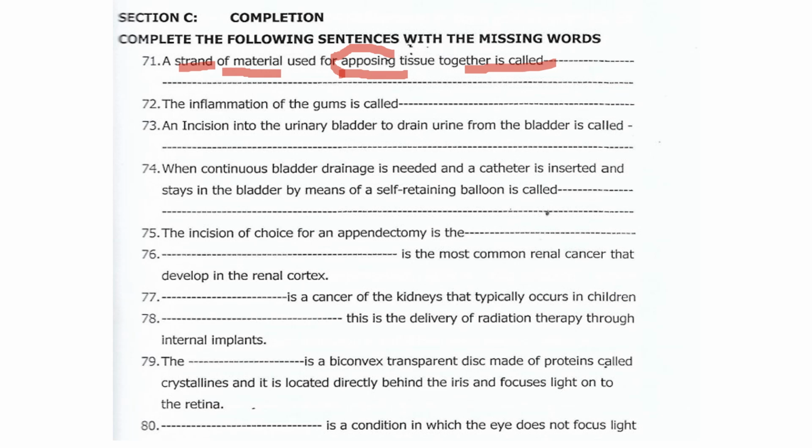All right, let's continue. 72. The question says the inflammation of the gums is called, look at this word, inflammation. The inflammation of the gums is called gingivitis. This one is actually well known. It is also called gum inflammation. A form of gum disease that causes inflamed gums is called gingivitis. Remember, the other name for gingivitis is gum inflammation.